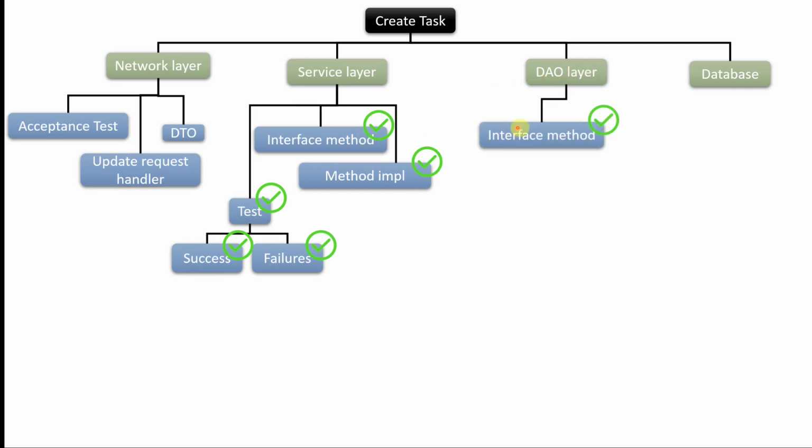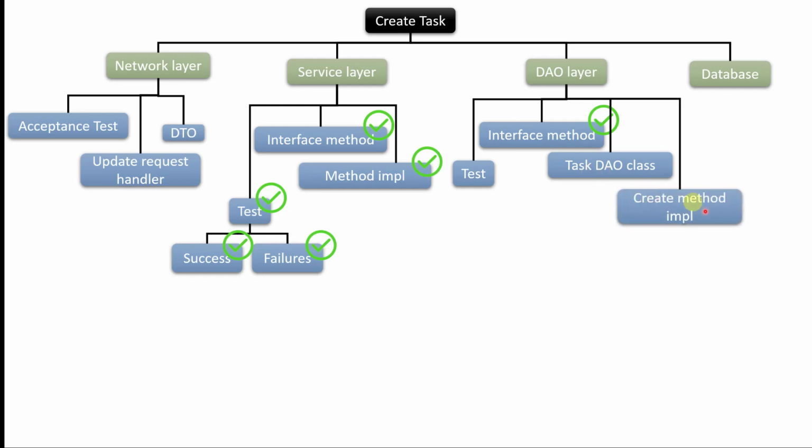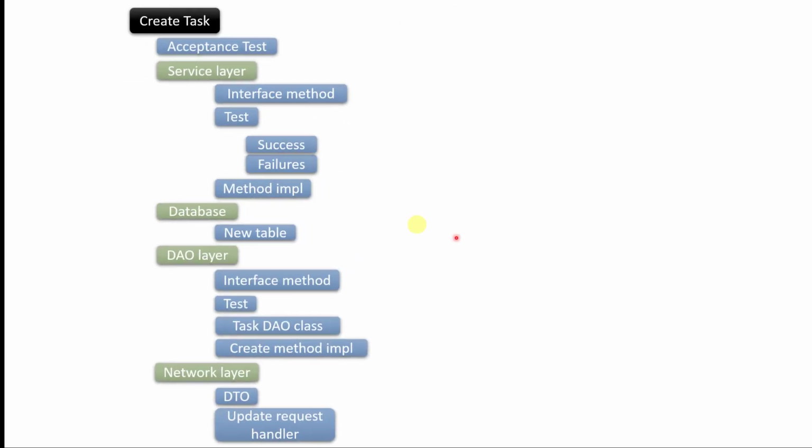For the data access object layer, I need the interface method, which I have because we needed this previously. And then we need some test for this one against the actual database and the real class. So for the task Postgres DAO, and then the create method in this one. Now, because we're implementing the interface, I will have the other methods as well, but they will just be left empty for now, and then we might need them in the next feature. And for the database, we're going to need a new table. So this is a rough overview of the task that we're going to do, and it should probably be done in something like this order.